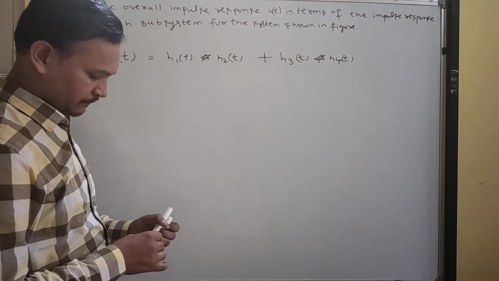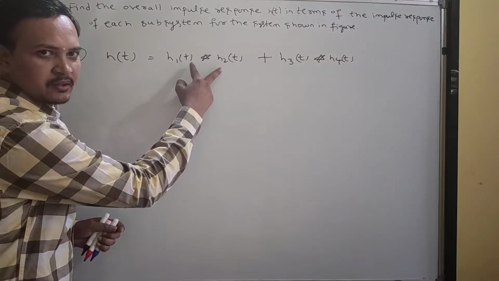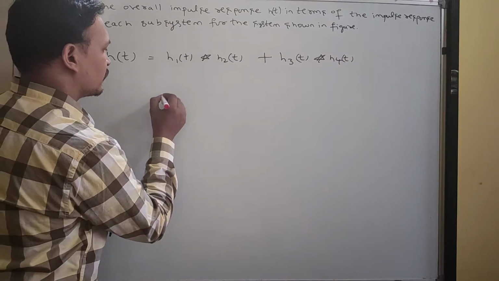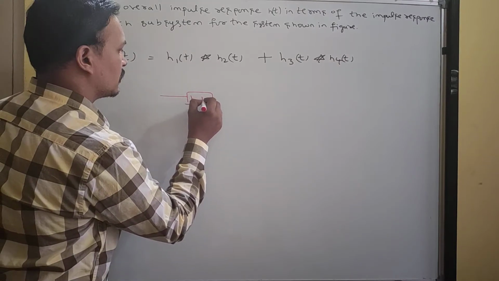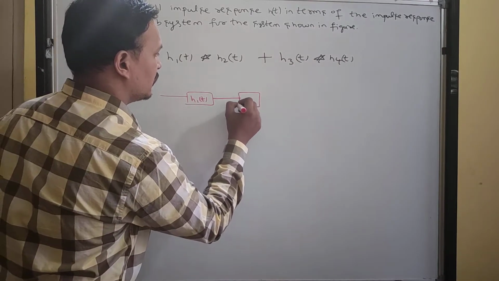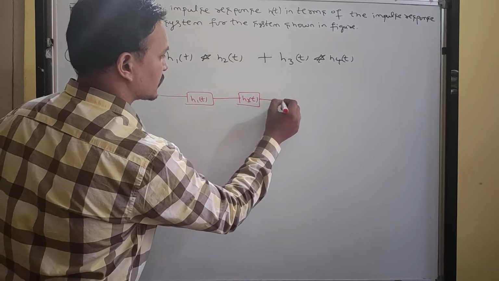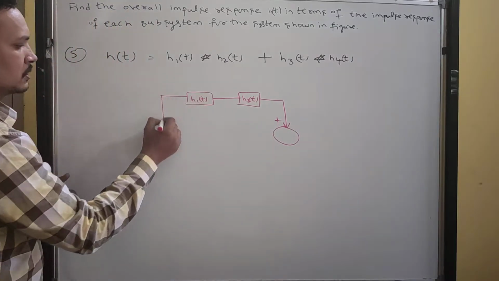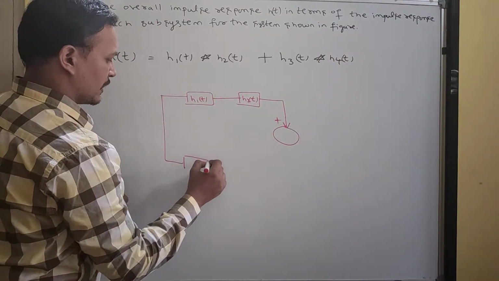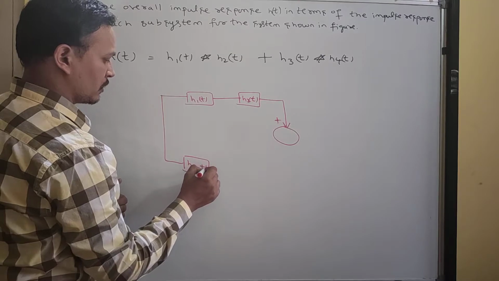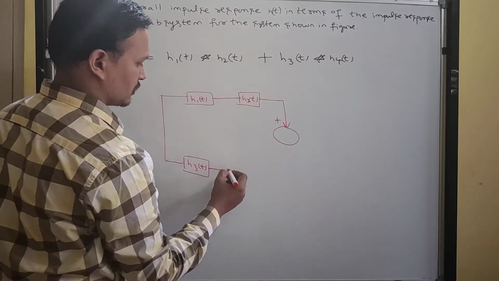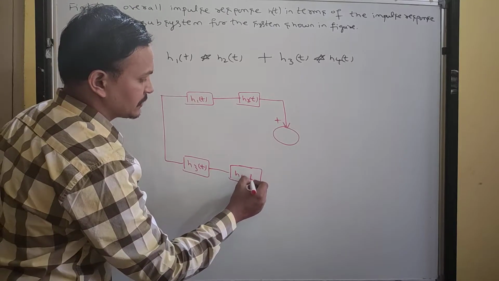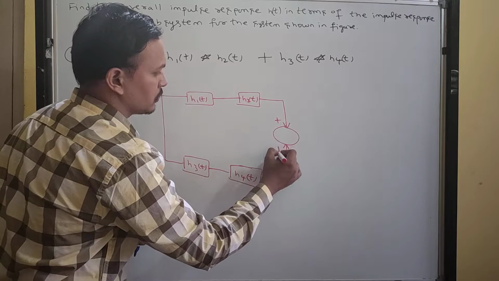Write the overall diagram. See, with convolution, these two are connected in series. H1 of t and H2 of t are connected in series. That will get added with one summation symbol, so that side is plus. What about the other side? H3 of t. Convolution means series. So H3 of t and H4 of t are both connected here.